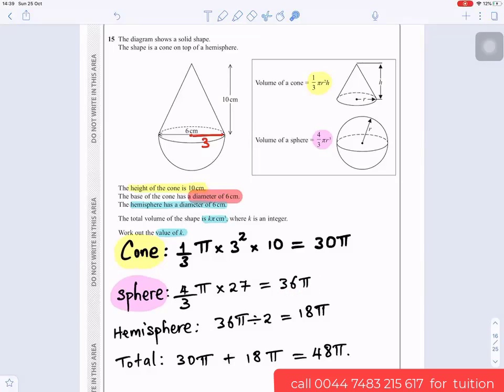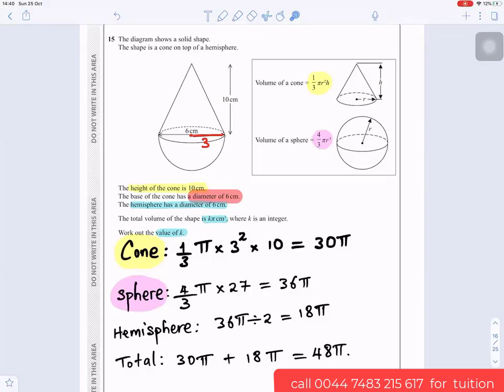Now a hemisphere is half of a sphere. So we got the sphere is 36 pi. We divide it by 2, halve it because we want a hemisphere. Half of 36 is 18. So we get 18 pi.